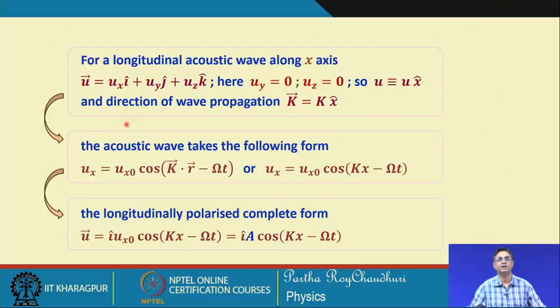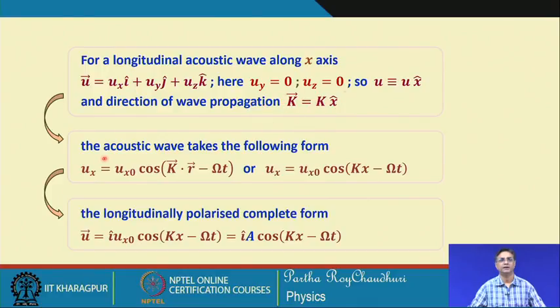A longitudinal acoustic wave which is travelling along the x axis can, in general, have its amplitude represented by u x, u y and u z. But for this case u y is equal to 0, u z is equal to 0, and u is only equal to u times the x unit vector. So, this is the only amplitude for the case of a longitudinal wave along the x direction, and the direction of propagation will be represented by this.